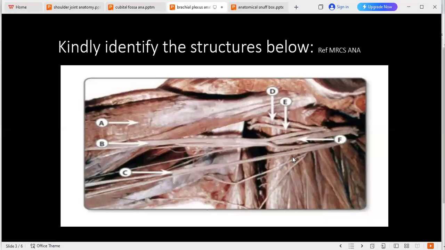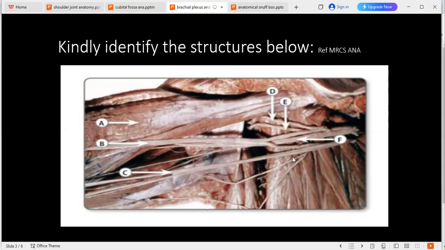Please tell me the surface anatomy of the brachial plexus. How would you draw it on a human being? If you've been given a pen and a human being in front of you, how would you draw it? It starts with the roots of the brachial plexus in the posterior triangle of the neck. But roots are not visible. You won't be able to see the roots.